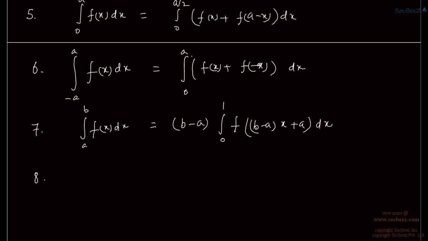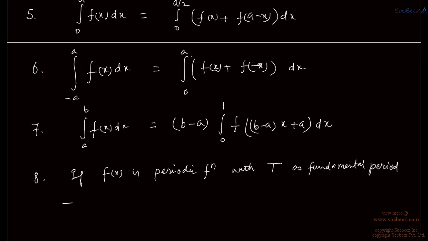Now if f(x) is a periodic function with T as the fundamental period, then we have the integral of f(x) dx from a to a + nT equal to n times the integral of f(x) dx from 0 to T.